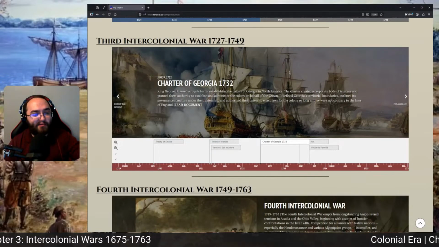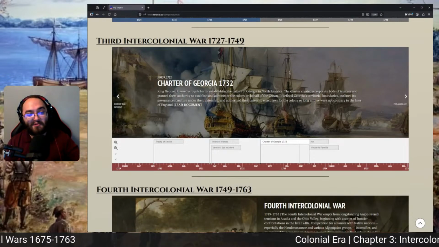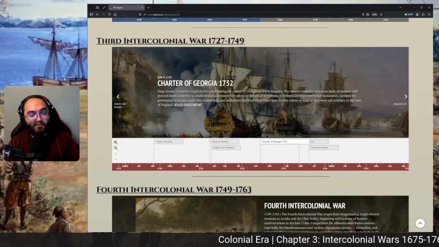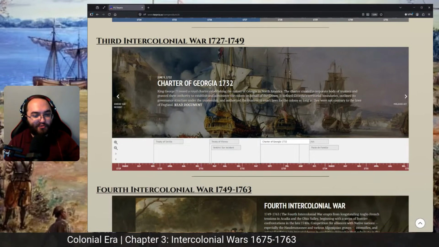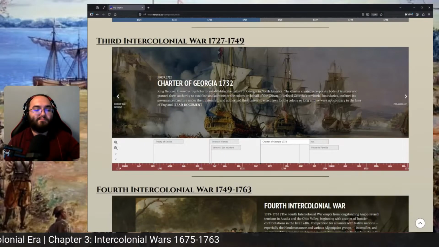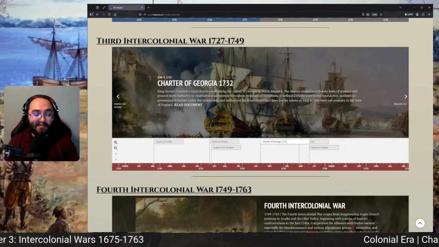And then we have the establishment of Georgia, my home state of Georgia. The Charter of Georgia in 1732. It's named after King George. I'm not sure if it's the first or the second.